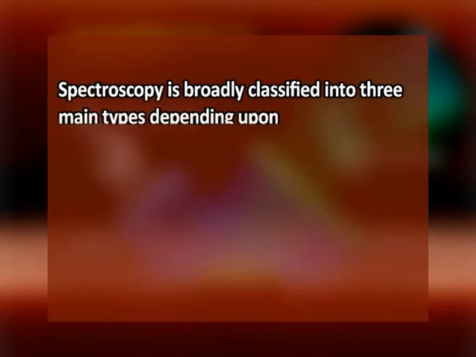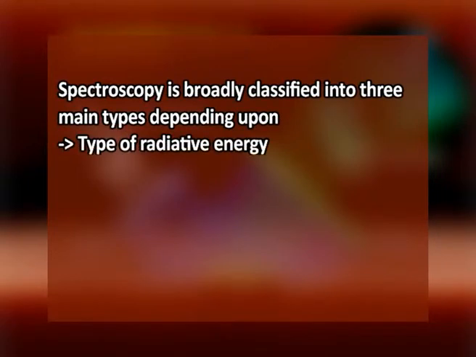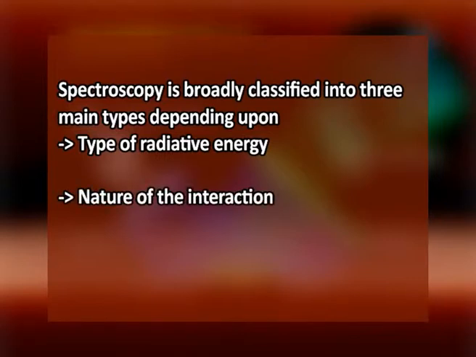A branch dealing with the study of different spectra produced by electromagnetic radiation is referred to as spectroscopy. Spectroscopy is broadly classified into three main types depending upon the type of radiative energy, the nature of interaction, and the type of material.